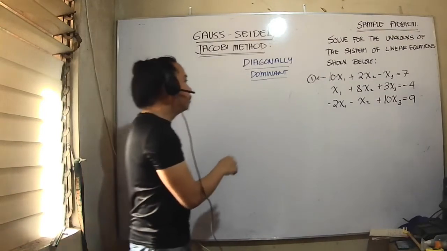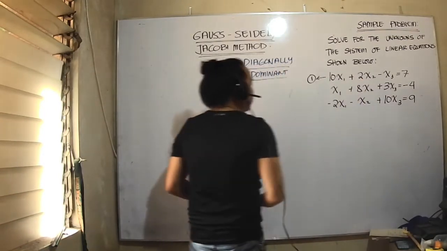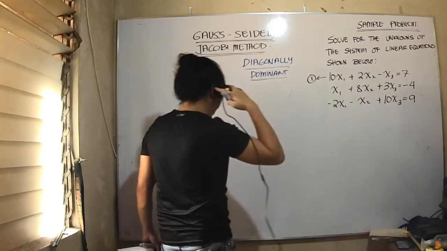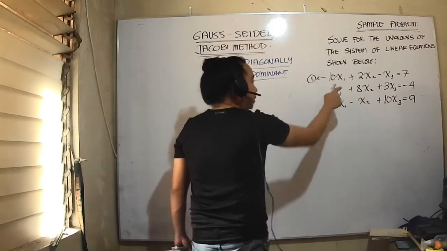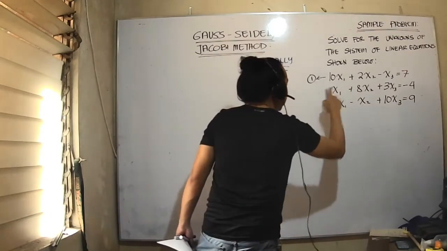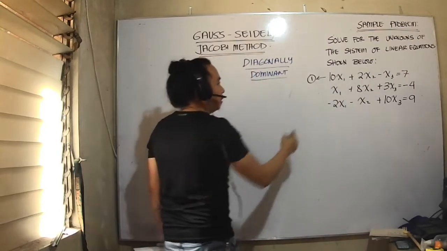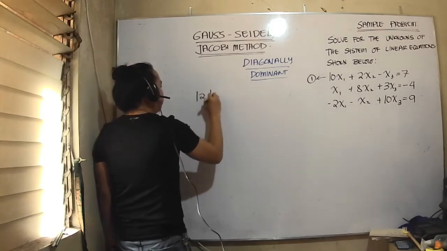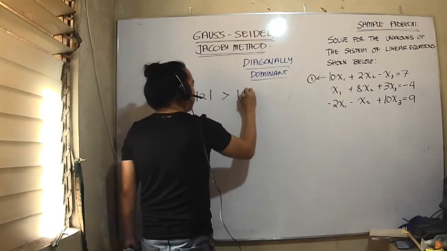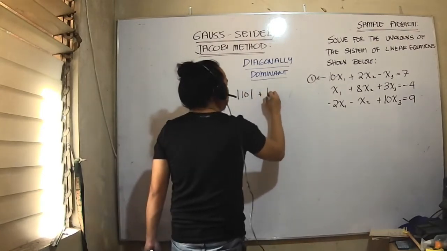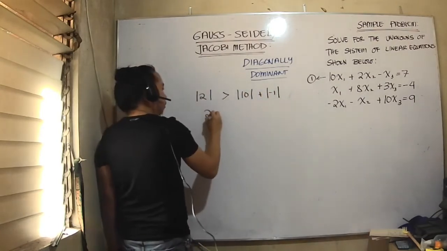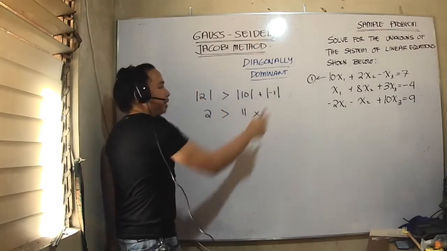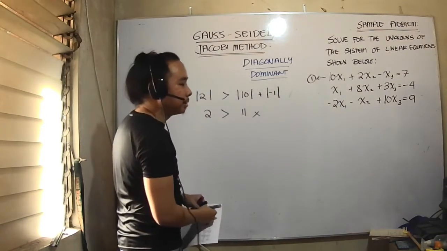Let's now move on to the second variable, x2. Just for the sake of comparison, in the first equation we have 2 versus 10 plus negative 1, that should be 11. False. It cannot work for the second variable.